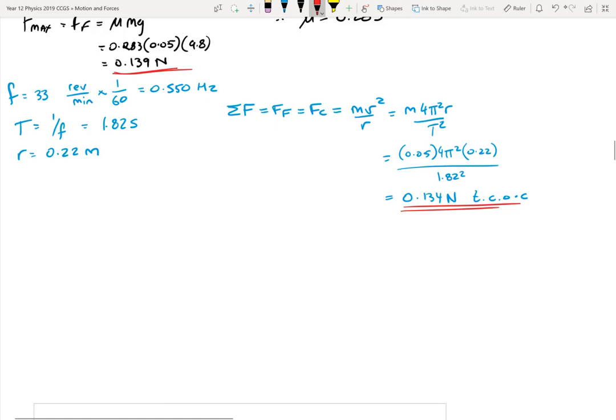Okay. All right. Now, let us consider the next revolution. Let's spin this bad boy up a bit faster. Let's go to 44 RPM.